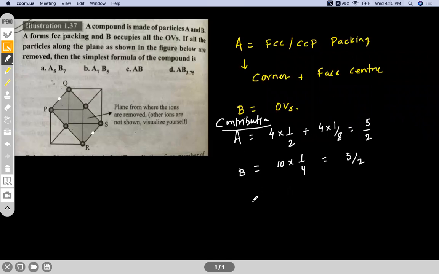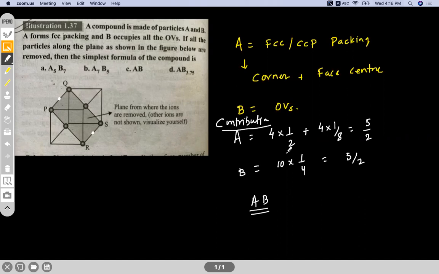So the formula is what? Formula is AB. Understood? Clear? So this is the easier way, I think. I usually do it like this only. I just count the contribution of atoms in the unit cell and take the ratio finally.